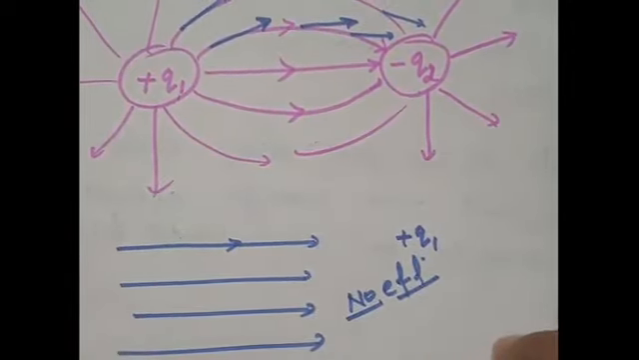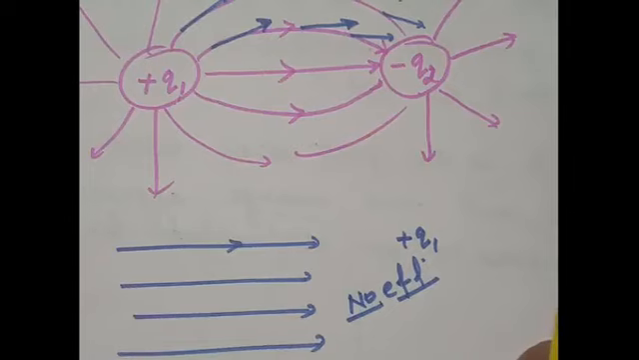And when we talk about the uniform electric field, the distance between the electric field lines is almost the same at all points, whereas in case of a non-uniform electric field, the distance between the electric field lines varies as they go from the positive to the negative terminal.